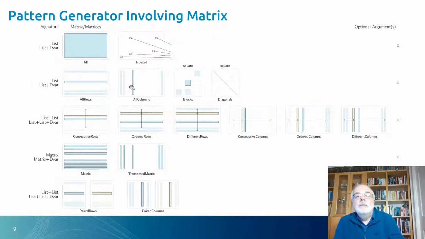And the patterns involving the matrix, because in our running example we are given a matrix. We're finding a conjunction of constraints for each row of the matrix, or for each column. We're also doing this for blocks and diagonals. We do this for two rows or a column, and we can have something like consecutive rows, where we apply a constraint of two arguments, two lists, for consecutive rows of a matrix, or for ordered rows, or for different rows, and the same for columns again. We also have some constraints that work on the matrix or on the transposed matrix. And then there are more cases. We're not requiring them for our running example, so we're ignoring them for the moment.